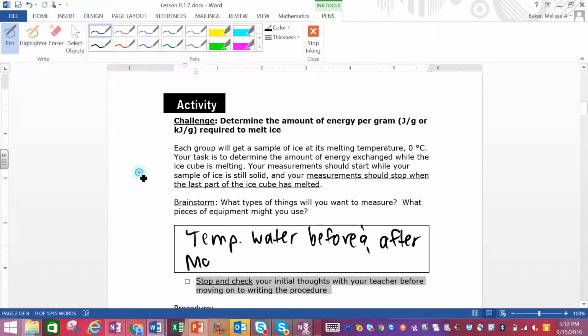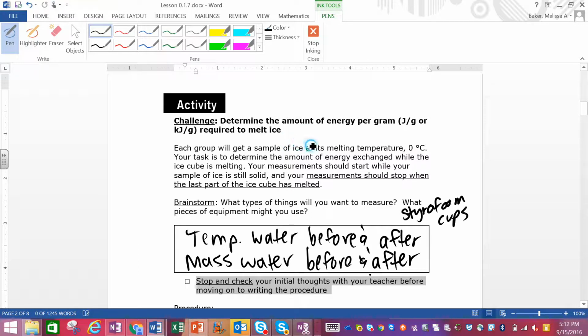In class, people brainstormed things like they're going to measure the temperature of the water before the ice cube melts and after it melts. They also said we're going to need the mass of the water before you put the ice cube in and after, because we're going to need to know the mass of the ice cube. And we're going to be using styrofoam cups, thermometers, probably the temperature probes, and water and scales.